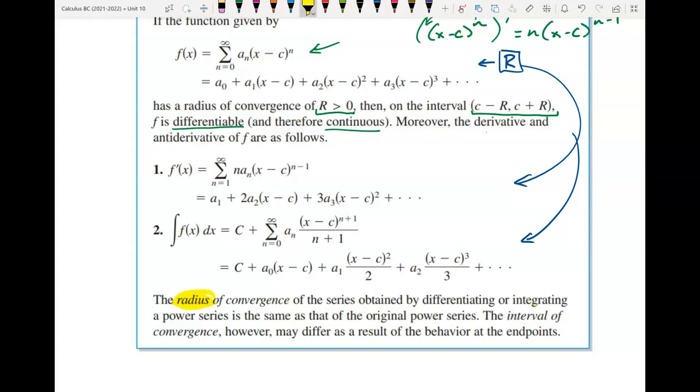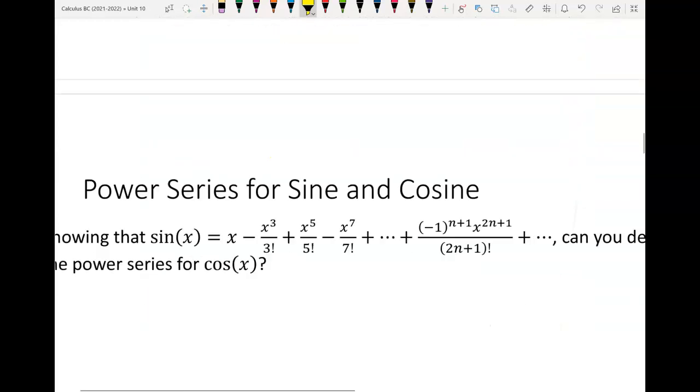But it does say down here the interval of convergence, however, may differ as a result of the behavior of the endpoints. So our radius of convergence is the same, but the interval of convergence is not necessarily the same. So we'll just have to check the endpoints for each different derivative and integral that we do.